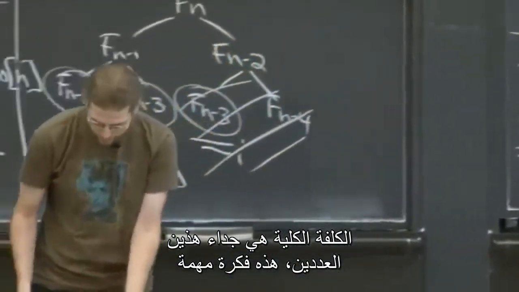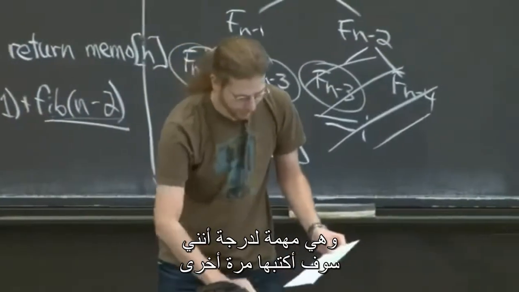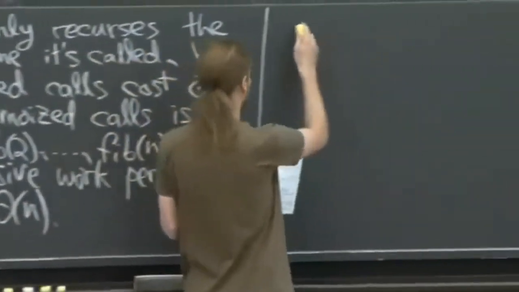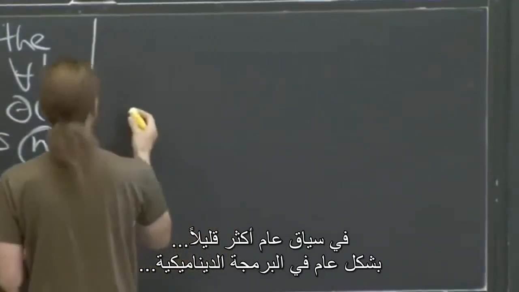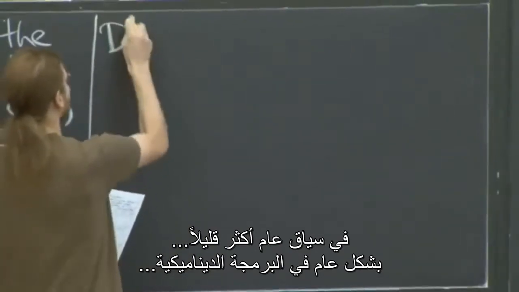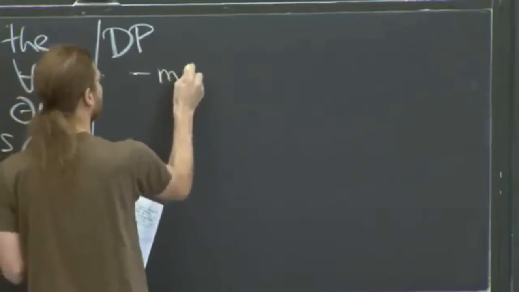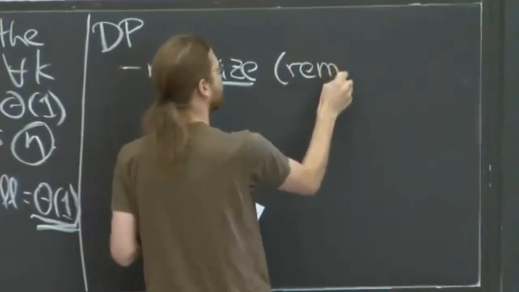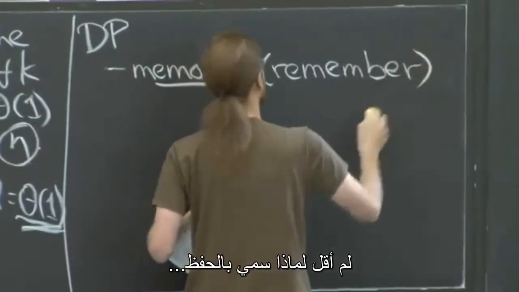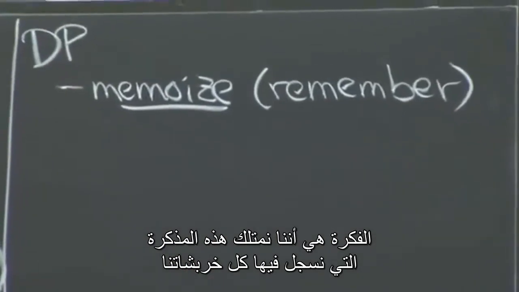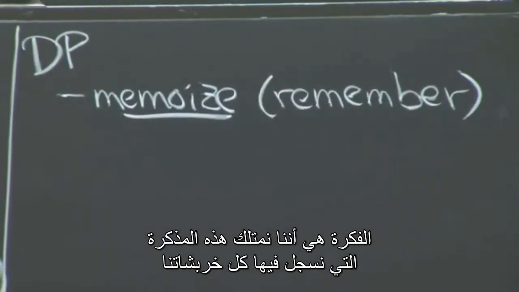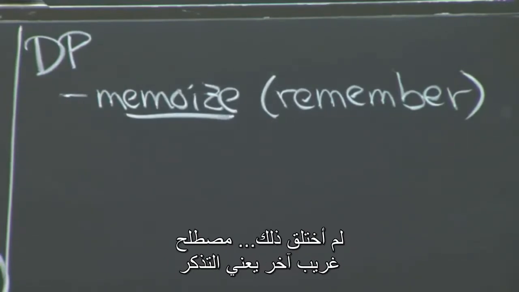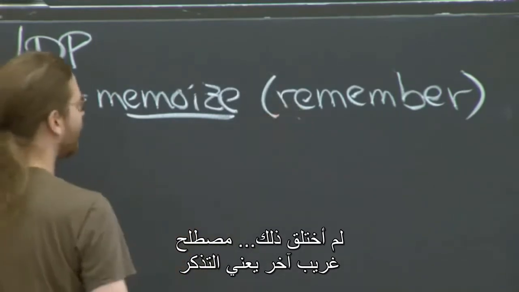Okay, this is an important idea, and so important I am going to write it down again in a slightly more general framework. In general, in dynamic programming, I didn't say why it's called memoization. The idea is you have this memo pad where you write down all your scratch work. That's this memo dictionary. And to memoize is to write down on your memo pad. I didn't make it up. Another crazy term. It means remember.